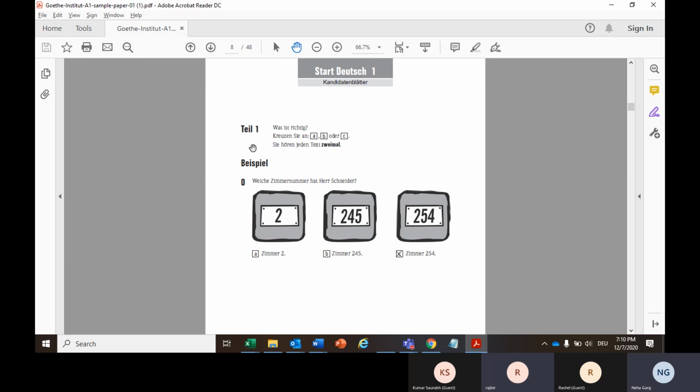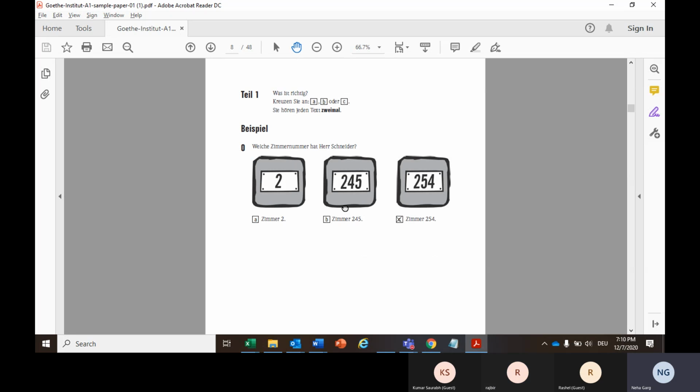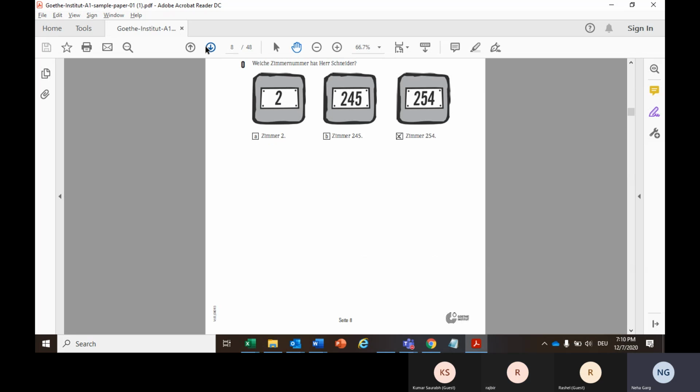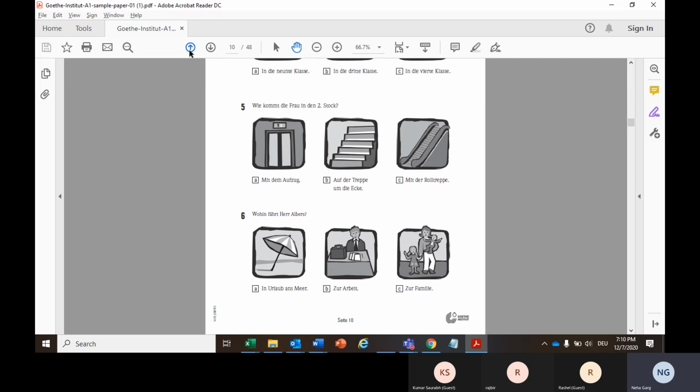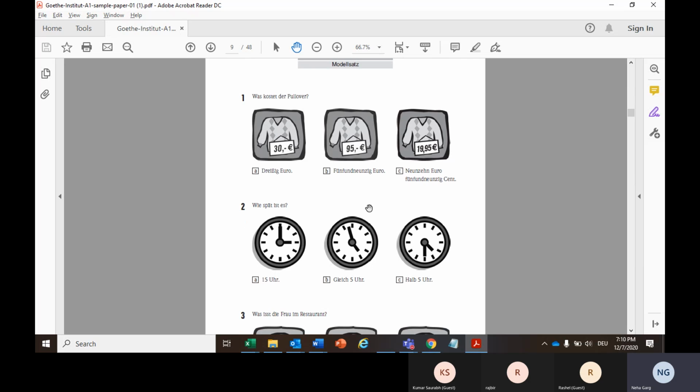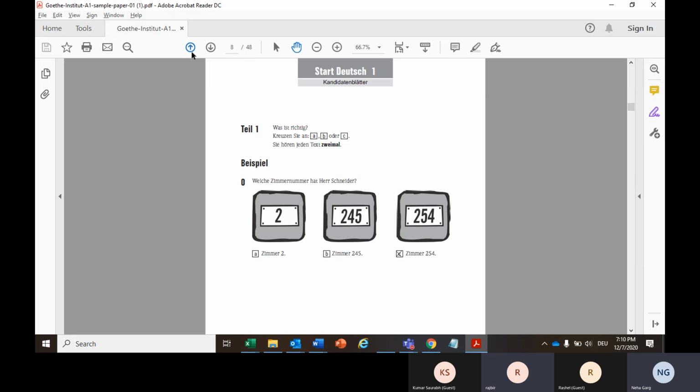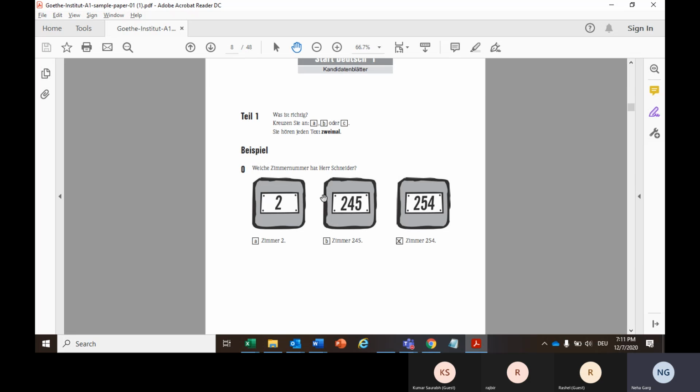So now, as I said, there will be drei Teile, three sections. In Teil 1, there will be 1, 2, 3, 4, 5, 6. There will be six questions for you, and for each question, there will be one audio. Each audio will be played twice. So there is one example. I'm just playing it for you, and then you can try to connect it as per this example given here.